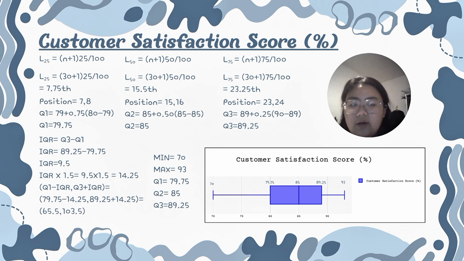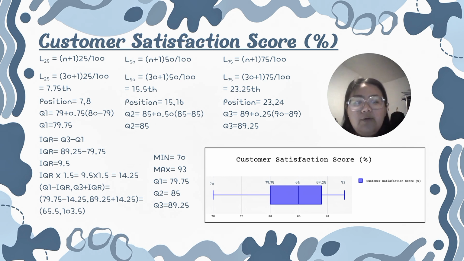89.25%. So in the box plot here, the left edge of the box is the first quartile, which is 79.75, the middle line, which is the median, is 85%, and the right edge of the box is the third quartile, which is 89.25%.